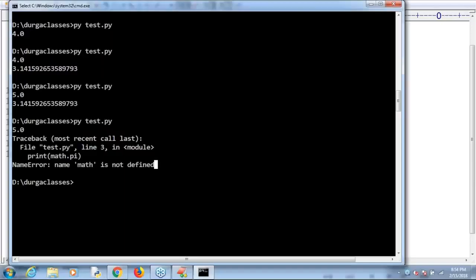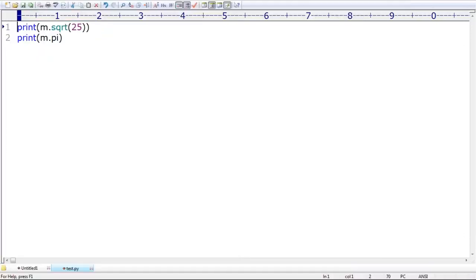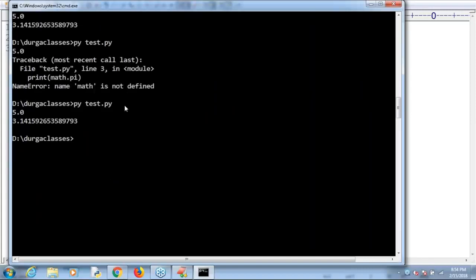Just observe that. I forgot the syntax, please guide. It is from math import sqrt, pi. Now we should not use m. Remember that we should not use m, because directly we are allowed to access them like this.